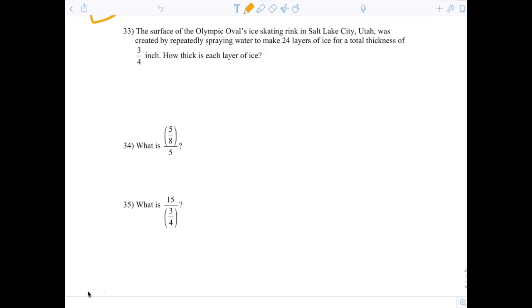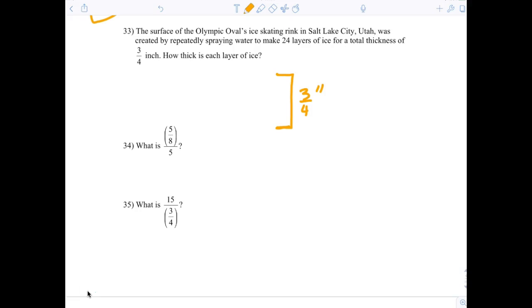Three-fourths of a what? So here's what I want to show you, and again, I'm trying to show you how you should think about this. That's how thick the ice is that they're skating on. You could say that's what? 3/4 of an inch.